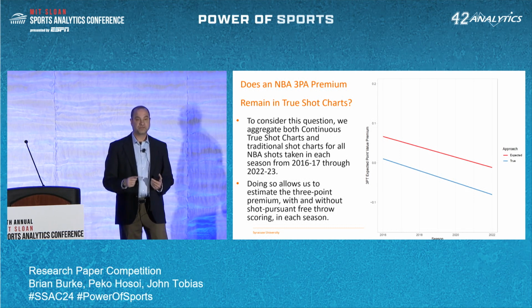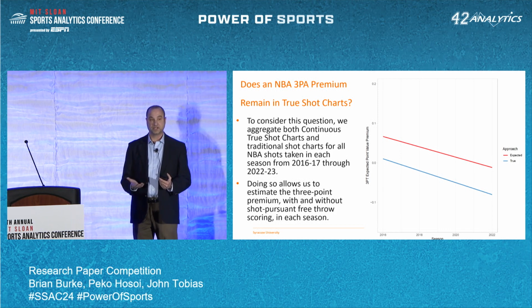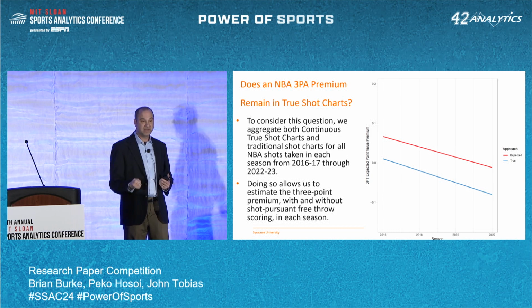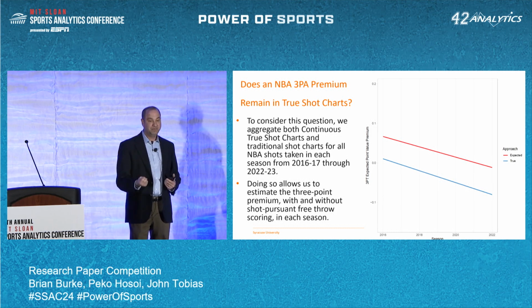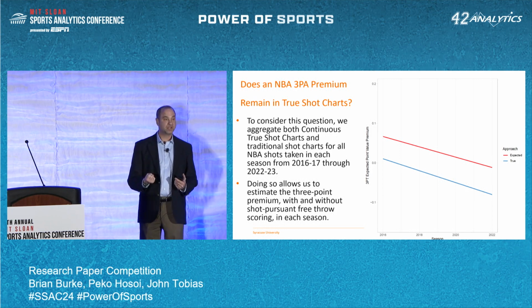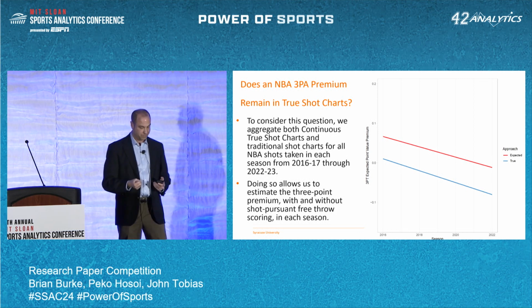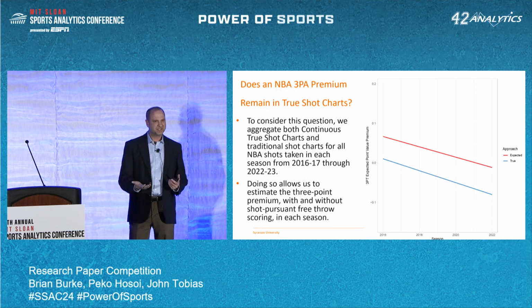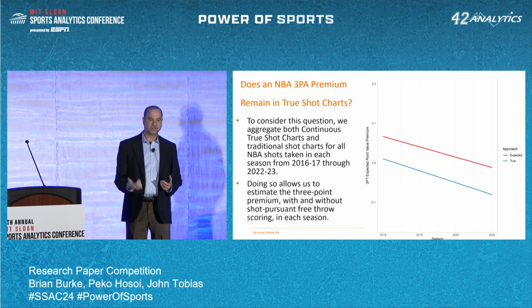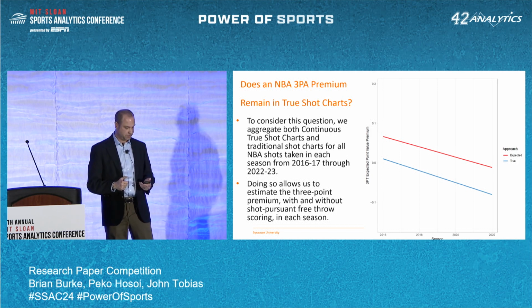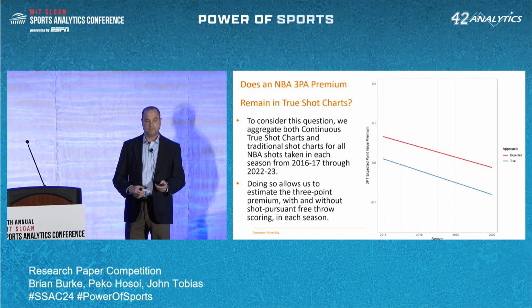If we look at the blue line, that's from aggregations of true shot charts. So it takes into account shot pursuant free throw scoring. It shows that since 2018-19, the NBA has encountered a three-point attempt dis premium that's significant and deepening. Okay, so if you remember one of the original slides Justin showed you, why is it deepening? Well, volume is continuing to increase, okay? And that means volume of two-point attempts is continuing to decrease, so that's contributing to it, as we'll see.